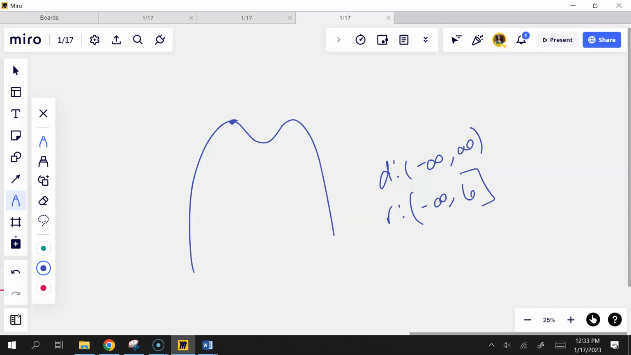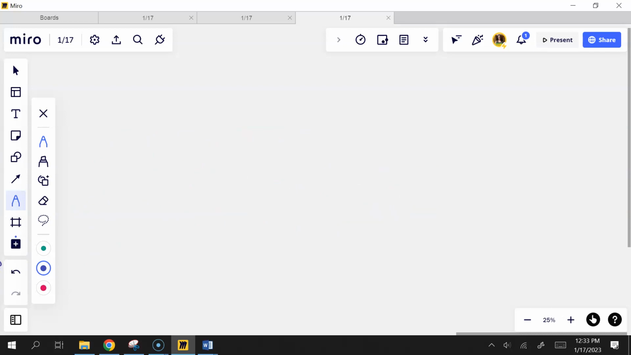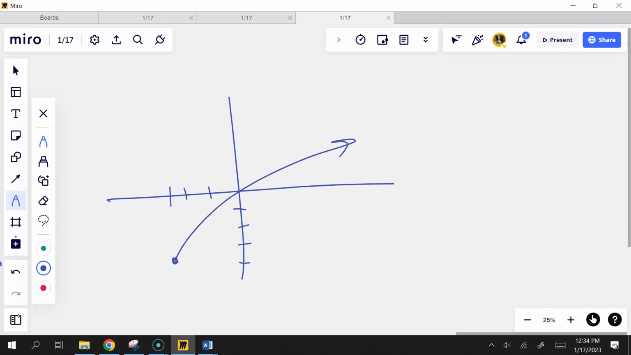How about 5? What's the domain? It looks like that point is -3, -4. So something close to that. But domain we said would be -3. How about the range? Is it all coming back now? It's all coming back. It's all coming back. Okay. How about number 6?